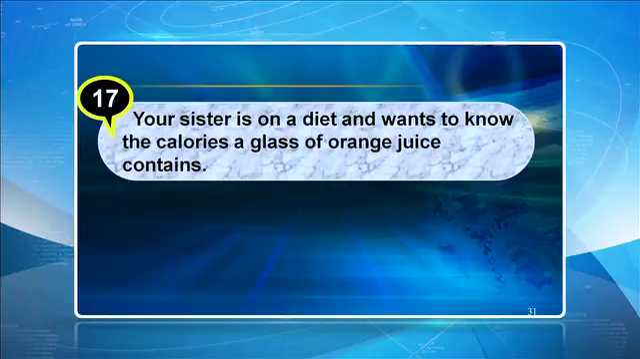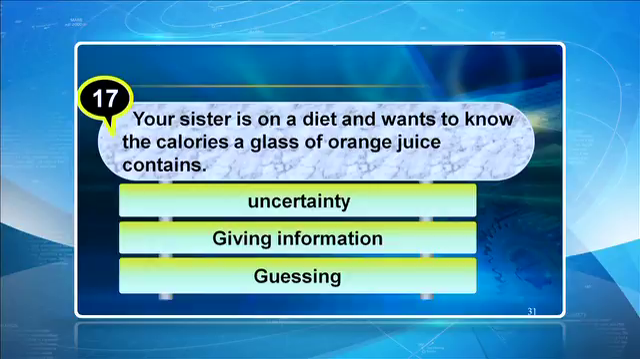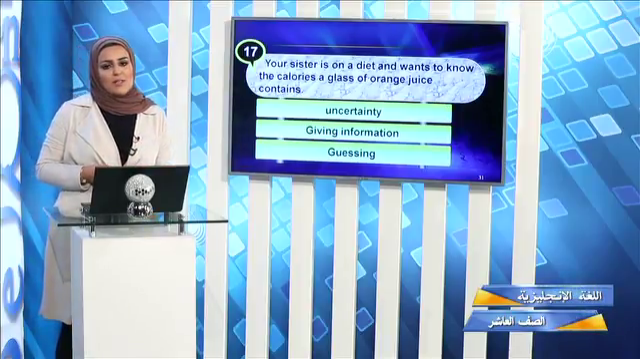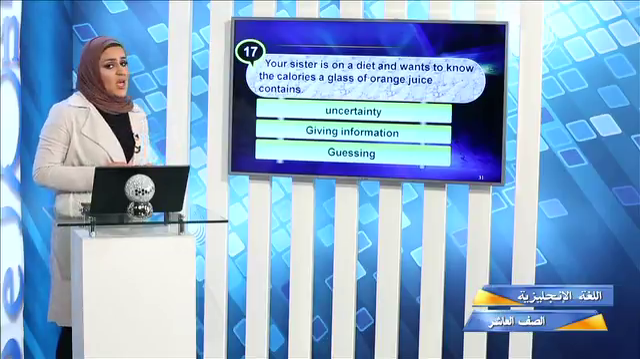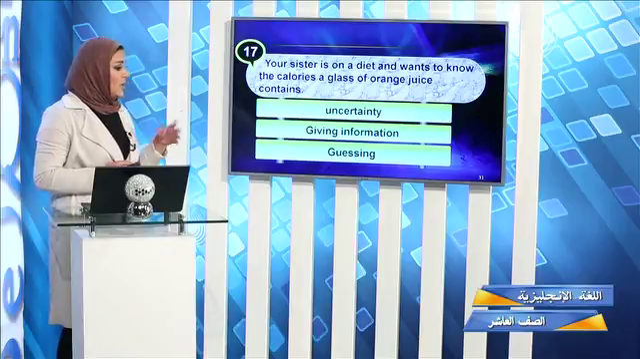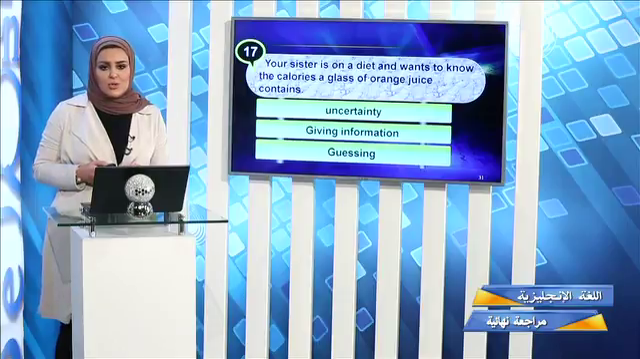The next sentence: your sister is on a diet and wants to know the calories a glass of orange juice contains. Well, you may not be an expert, and I myself cannot tell how many calories. So you can guess, you can tell her that you are uncertain, you can express uncertainty, you can give her information if you know how many calories are in the orange juice. So you can simply say, I'm not sure, maybe 50 calories, or you can say, well, guessing, maybe it's around 100 calories or something. So here you have a lot of options to write.